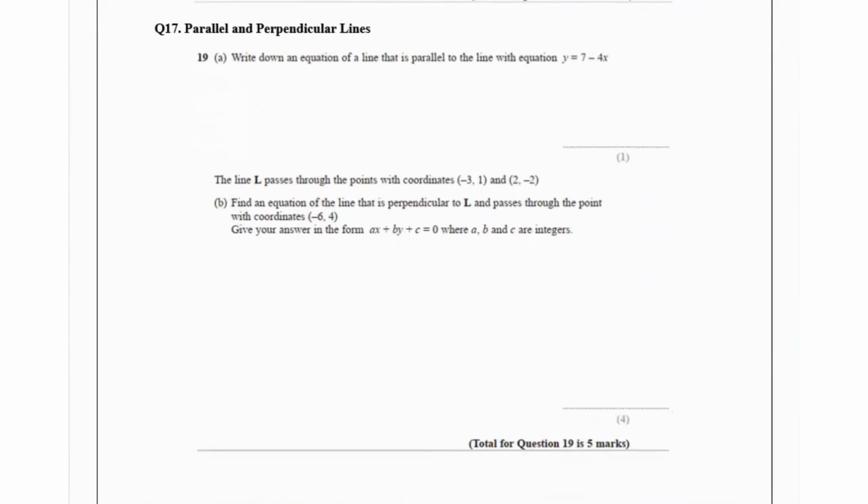Then we have parallel and perpendicular lines. It says write down an equation of a line that is parallel to the line with equation y equals to 7 minus 4x. So this equation is given in your slope-intercept form. Just because negative 4x is written after 7, that doesn't mean that 7 is your slope. The coefficient of x will always be your slope because it's y equals to mx plus c. Doesn't matter if the constant is written first, it will always be the coefficient of x. So slope over here is -4.